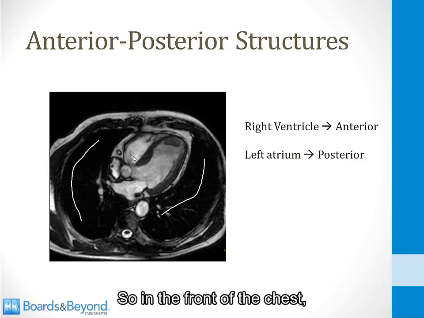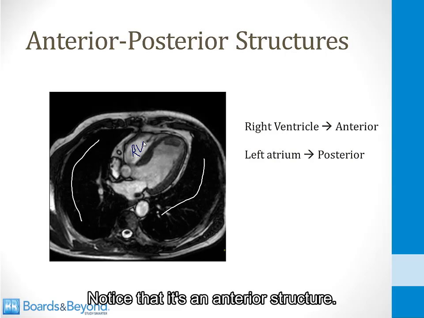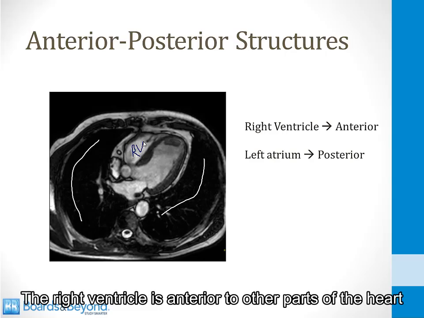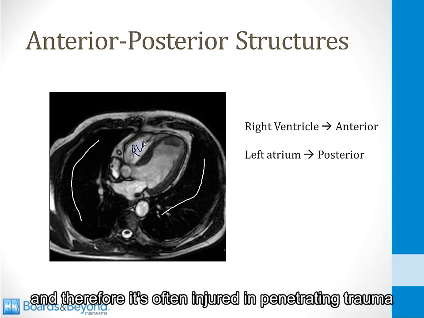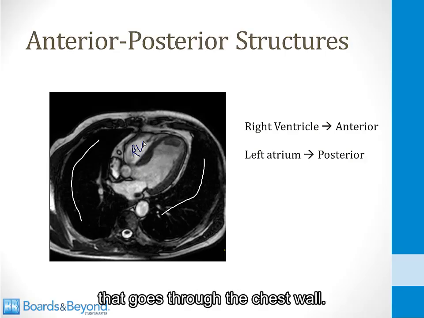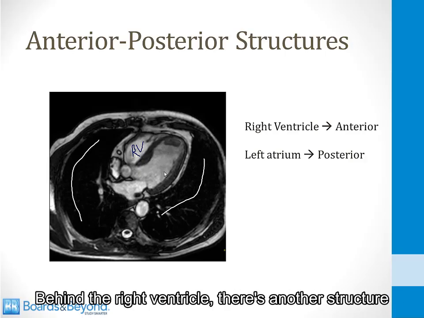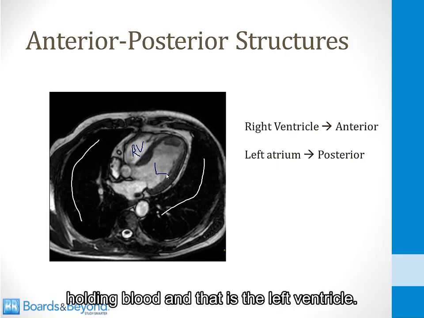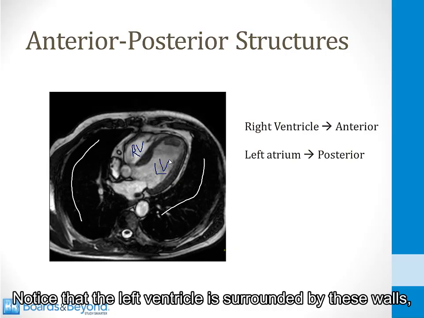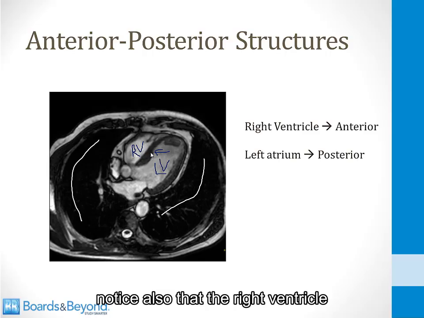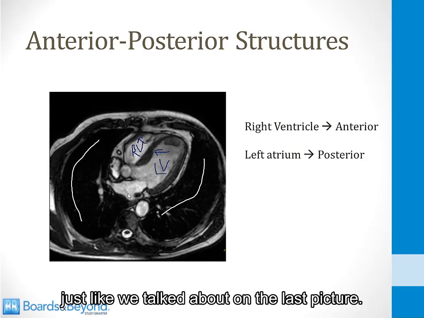So in the front of the chest, we have a structure that is holding blood, and that is the right ventricle. Notice that it's an anterior structure. The right ventricle is anterior to other parts of the heart, and therefore it's often injured in penetrating trauma that goes through the chest wall, though other structures can also be damaged as well. Behind the right ventricle, there's another structure holding blood, and that is the left ventricle. Notice that the left ventricle is surrounded by these walls, which are relatively thick. Notice also that the right ventricle has walls that are thinner, just like we talked about on the last picture.